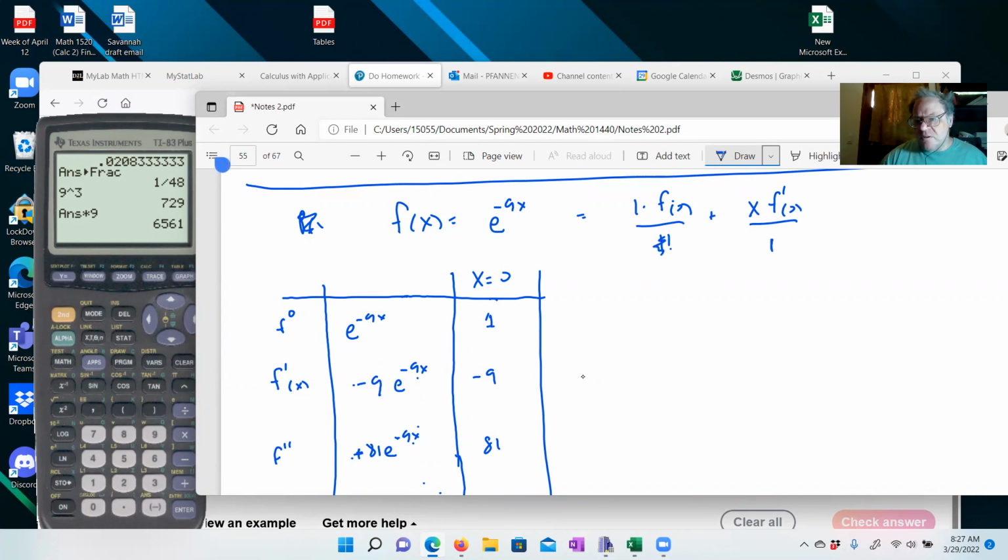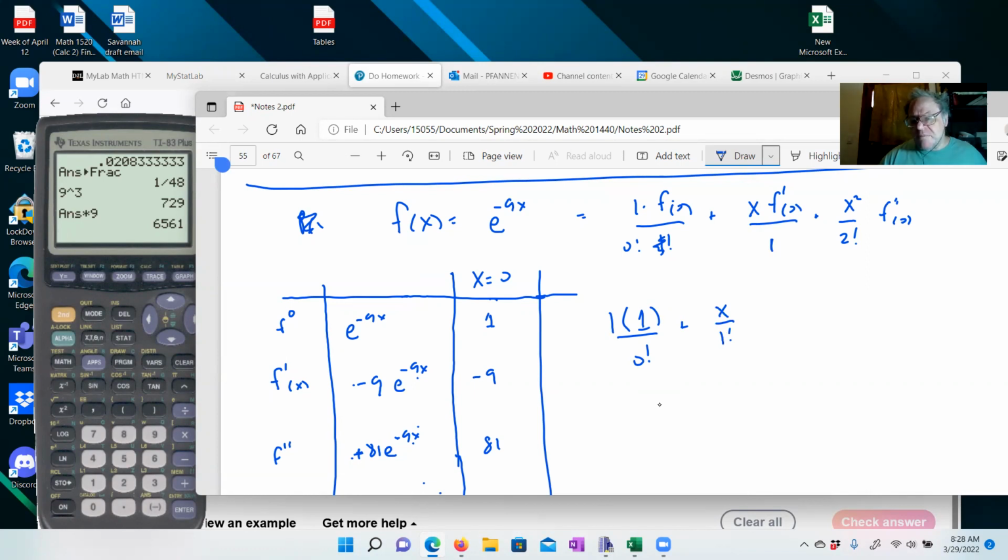This is technically 0 factorial, sorry about that, plus x squared over 2 factorial times f double prime 0. Okay, so that's why we generated all the double primes and everything like that. All right, so we're going to go ahead and generate our polynomial. This is going to be 1 times this guy. So here's this 1 over 0 factorial plus x over 1 factorial.